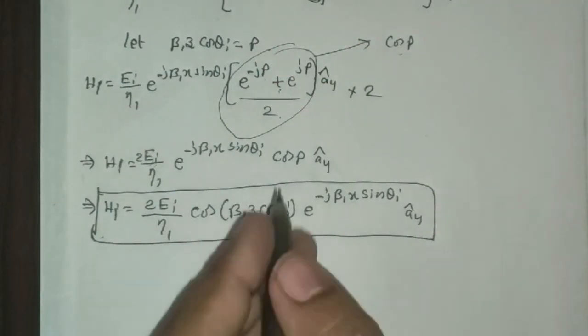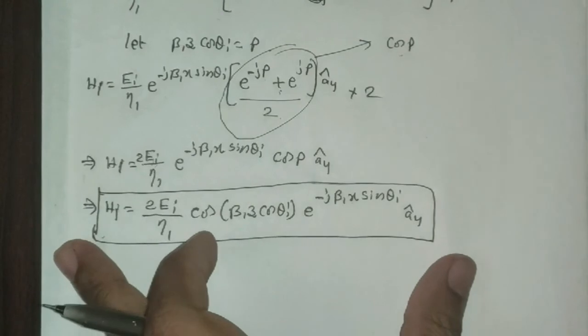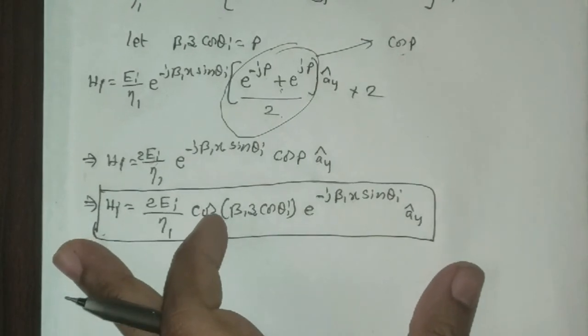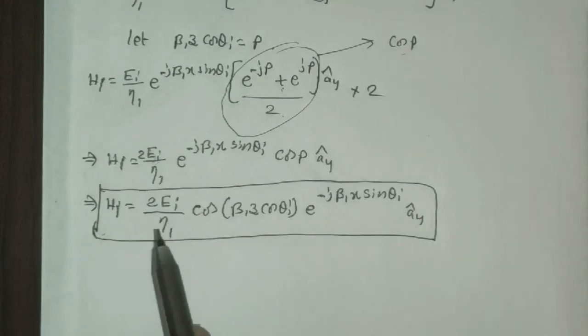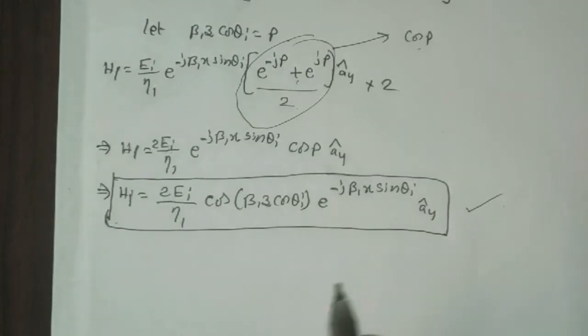From this entire simplification we obtained the total electric field of the parallel polarization, and at the same time the total magnetic field in the medium for the parallel polarization. That's it. Thank you.